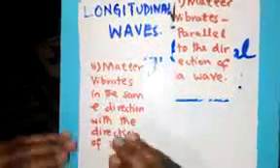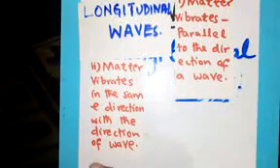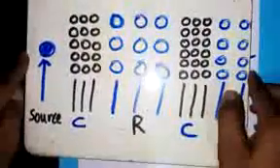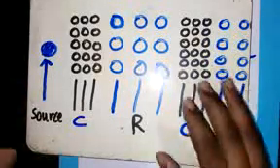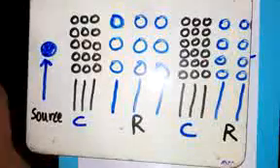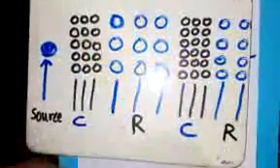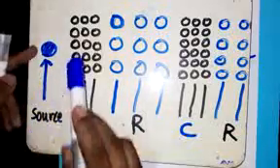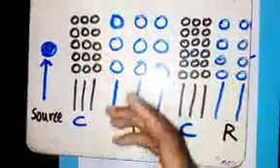Now to understand what this definition tells us, let us consider an illustration of longitudinal waves. Here is the illustration. This illustration explains one of the kinds of longitudinal waves, where we have particles. The direction of these particles is what explains longitudinal wave. Assume this is the source of the particle vibrations.